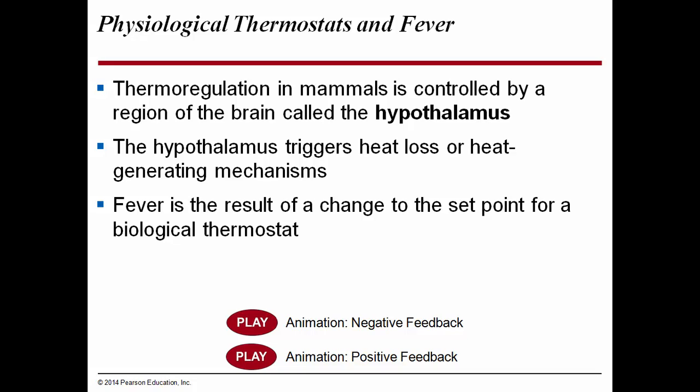Thermoregulation in mammals is controlled by a region of the brain called the hypothalamus. The hypothalamus triggers heat loss or heat generating mechanisms. Fever is the result of a change to the set point for the biological thermostat.